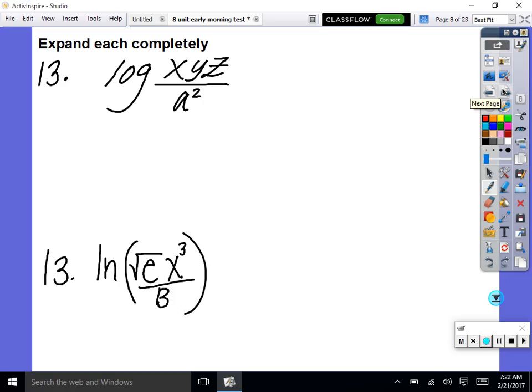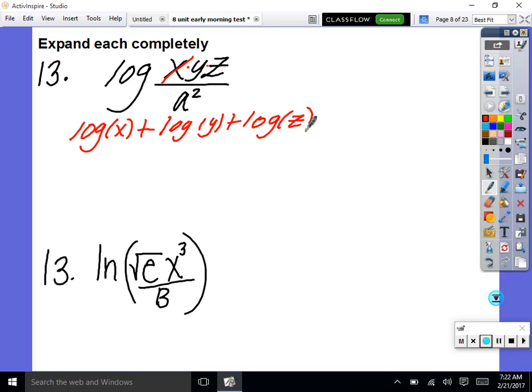Expand each completely. So when you add, you multiply, right? When you multiply, you add. When you divide, then you subtract. So this would be log of x plus log of y plus log of z minus 2 log of a. Does everybody see how they just took the 2 down automatically? Okay, good. That would be how you write that one.